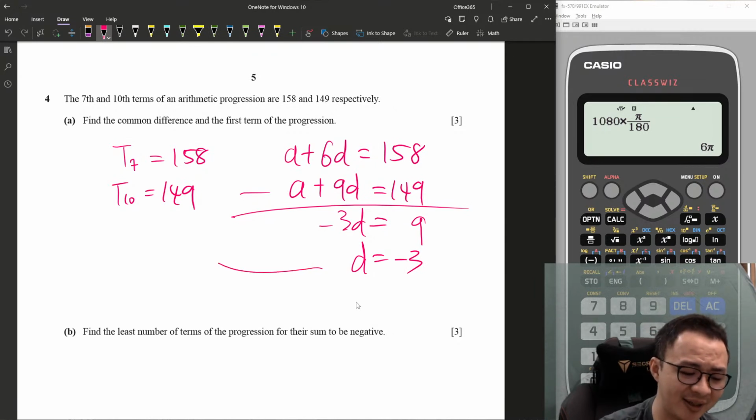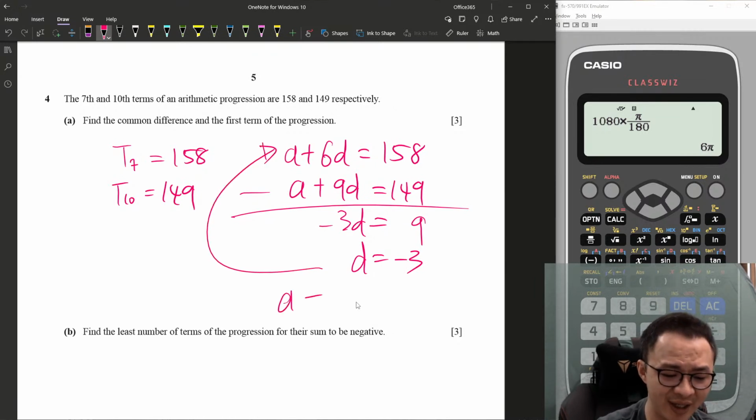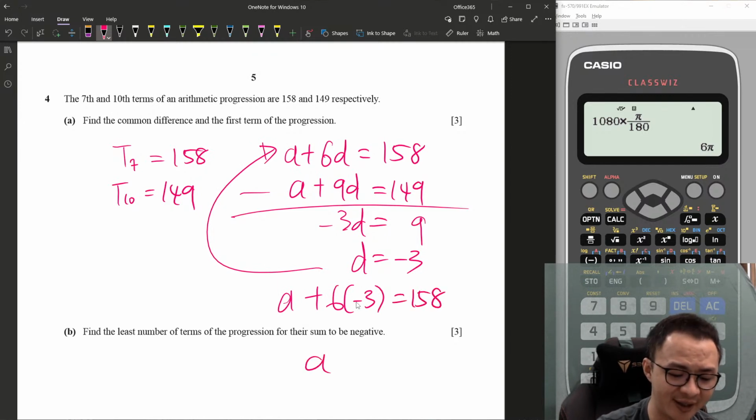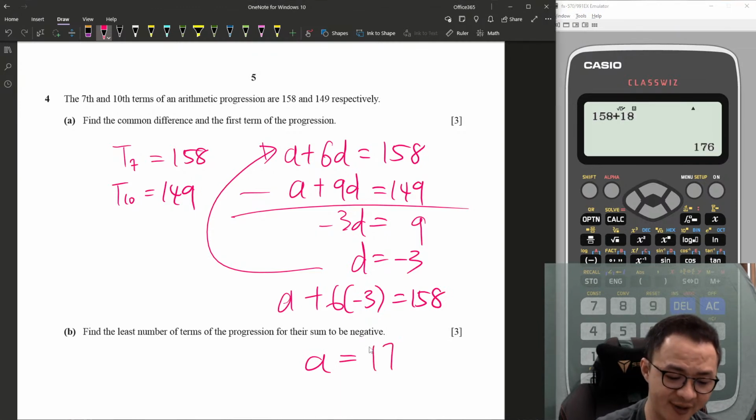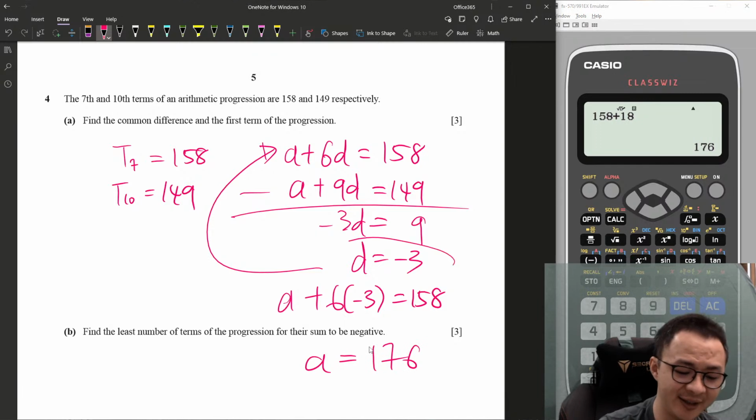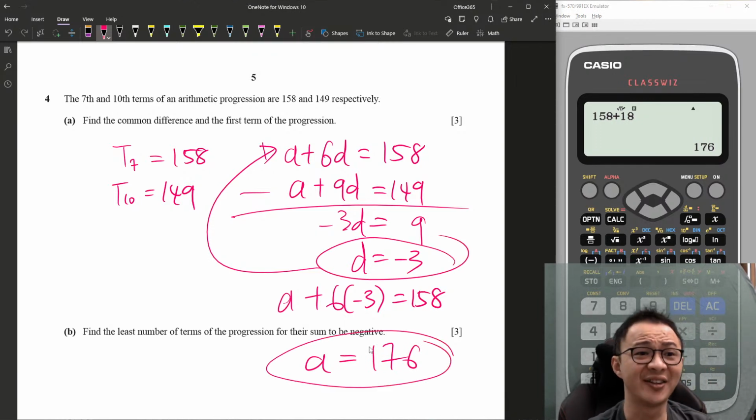Then I plug into any equation I want. So a plus 6 times negative 3 equals 158. Then a will be 158 plus 18, which is 176. Done. d is negative 3, a is 176.